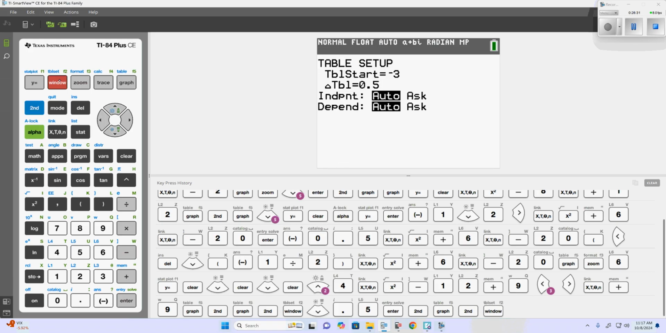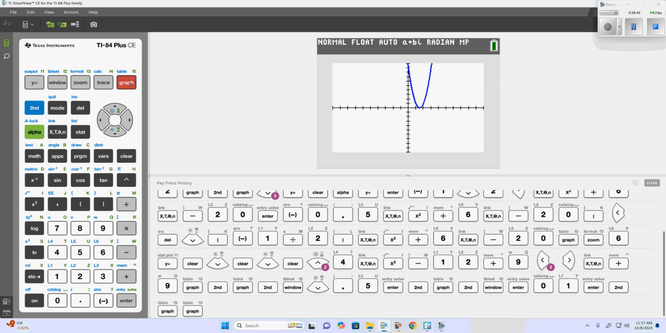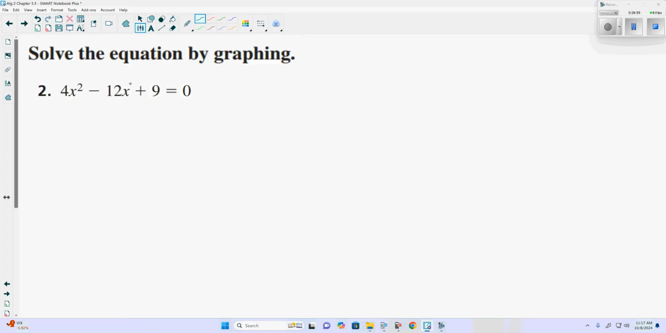But as we can see here, some of the graphs are not going to be helpful, because if the solutions are fractional or decimal numbers, we might not get them. So graphing works for a good number, but not for all of them.